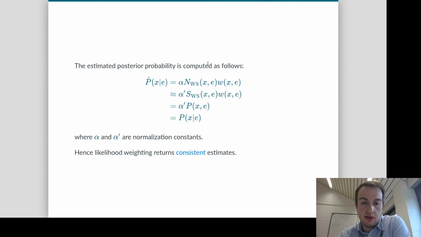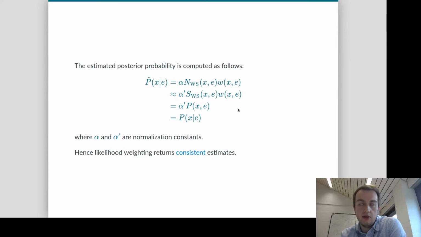As we increase the number n of samples, these weighted counts will tend to the actual sampling probability values. So this is why this expression is approximately equal to the true sampling probability. And this is proportional to this conditional with respect to some factor, alpha prime in this case. This is strictly equal now to the joint probability of x and e, and this alpha prime corresponds to the normalization constant, and therefore we have the equality with the conditional of interest P of x given e, and therefore again likelihood weighting would return consistent estimates.